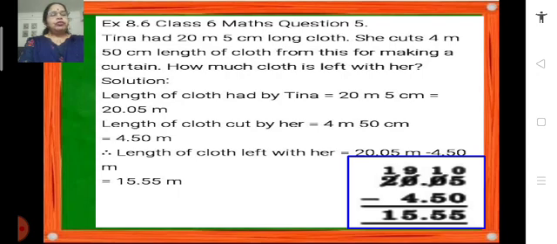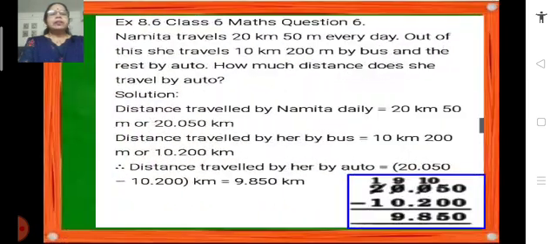Then we put the decimal, move on to 1's place. In 1's place again we have 0. So, 1 has been borrowed from 10's place, it has become 10, and from 10 again we have given 1 to the 10's place. So, it becomes 9. So, 9 minus 4 becomes 5 and in 10's place we have 1. So, the answer is 15.55 meters. So, the length of cloth left with her is 15.55 meters.